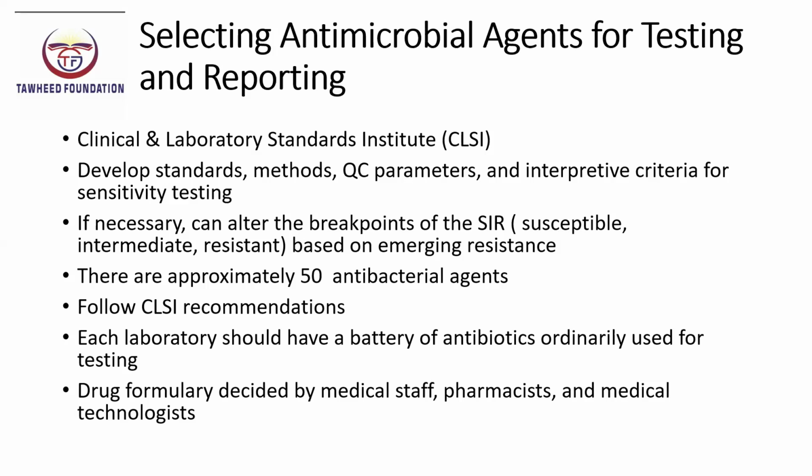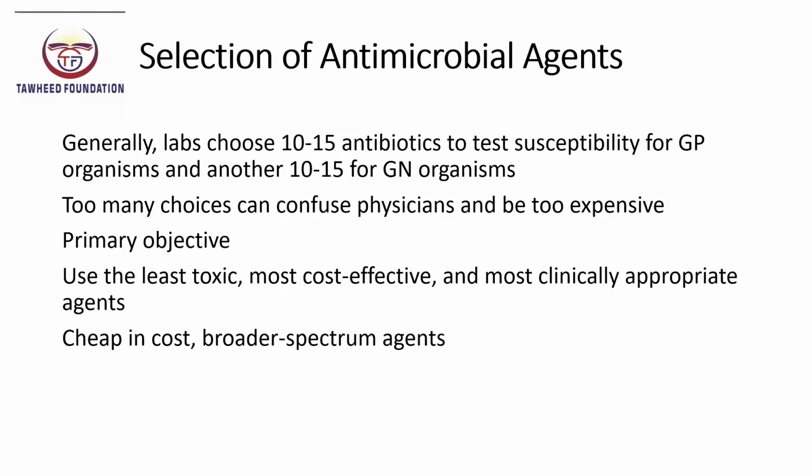There are approximately 50 antibacterial agents. Follow CLSI recommendations. Each laboratory should have a battery of antibiotics ordinarily used for testing. The drug formulary is decided by medical staff, pharmacists, and medical technologists. So for the selection of antimicrobial agents, generally the lab will choose around 10 to 15 antibiotics to test susceptibility for one organism and another 10 to 15 for another organism. Too many choices will confuse physicians and be too expensive.